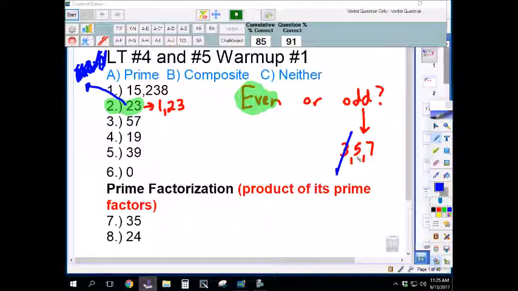The rule for 5 says the number must end in a 5 or 0. Does that end in 5 or 0? No, so it's eliminated. Then we're finally at the number 7. There's not really a rule. You may just have to divide it. Or you can just think about everything that is divisible by 7. So 7 is divisible by 7. 14, 21, 28, 35, 42, 49, and so on.